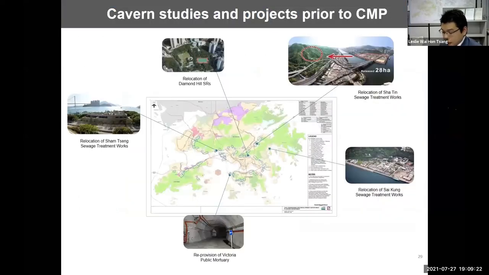So let me provide a little summary. Five to six years ago, before the promulgation of the Cavern Master Plan and the enabling measures, there were only a few cavern studies and projects. Of course, the relocation of Sha Tin Sewage Treatment Works has been a very important pilot project. It showcased the benefits of releasing 28 hectares of prime land for other uses. We have another three projects from the enhancing land supply study.